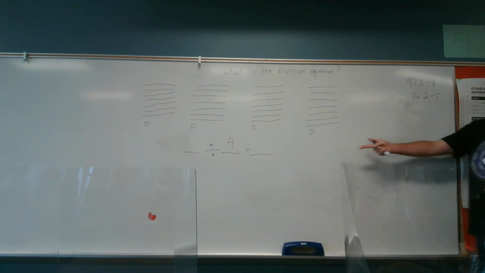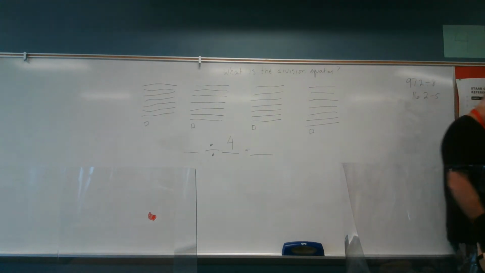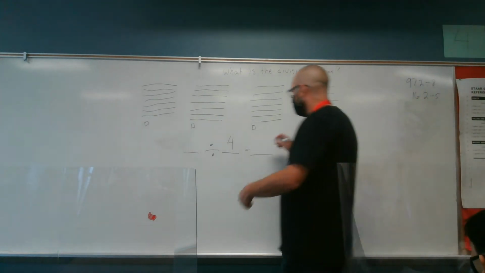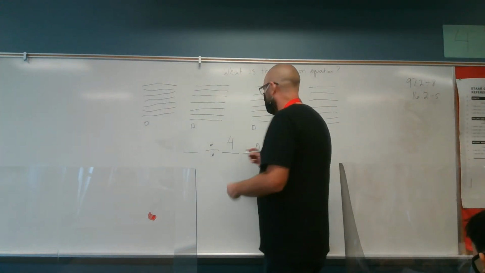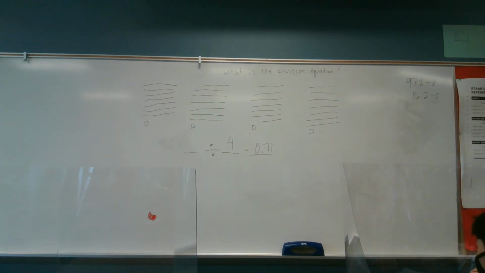My answer is the number in each group. So what's the value of each group? 71/100. The value of each group is 71/100 because there's 7/10 and 1/100 in each group.